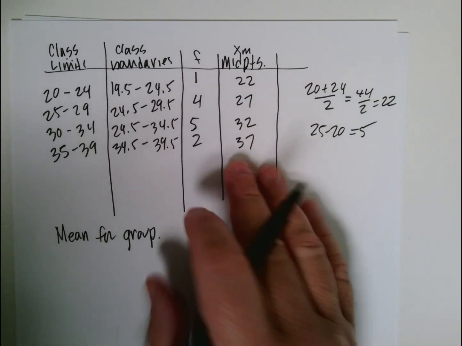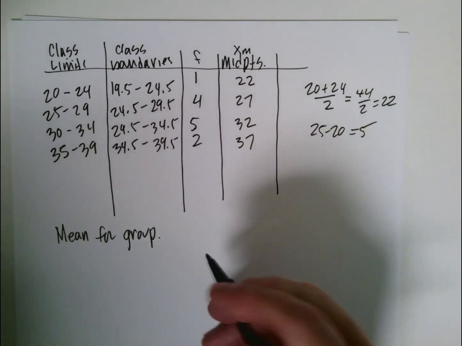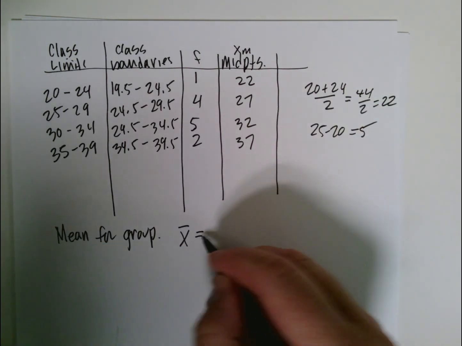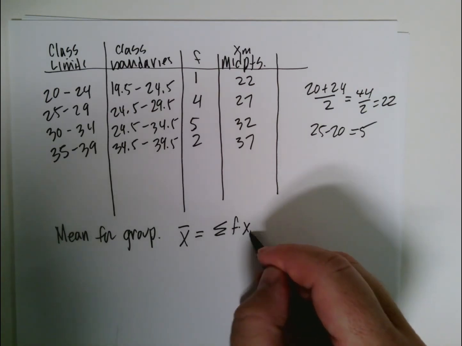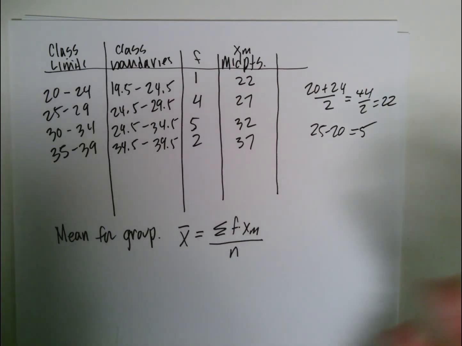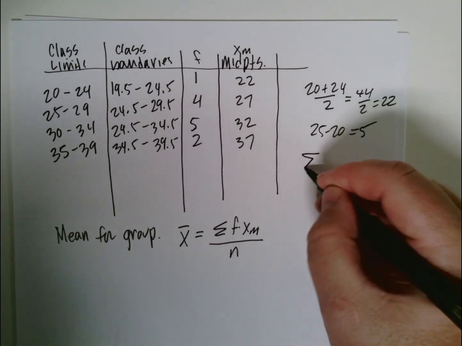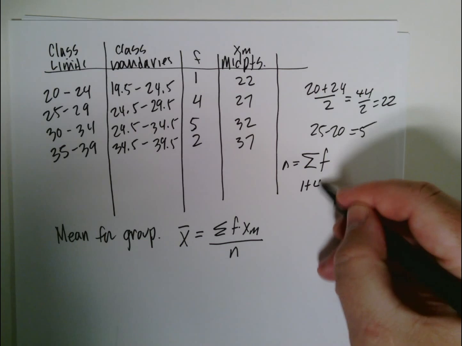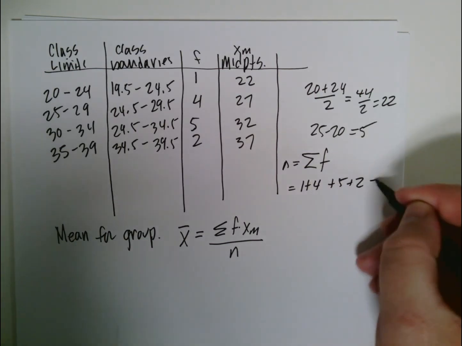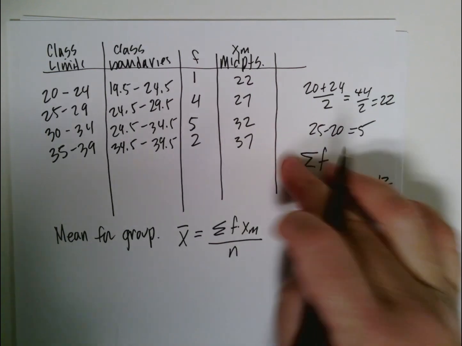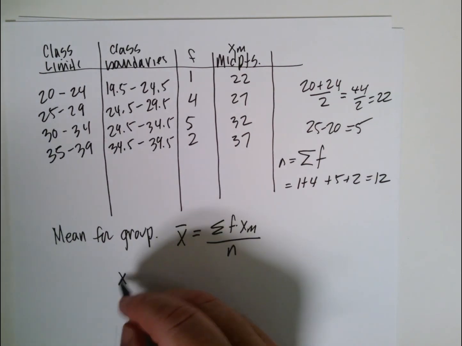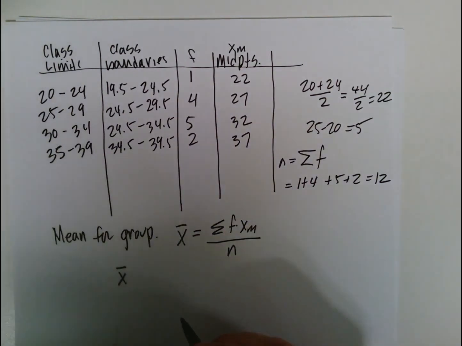And so what we're going to do is essentially just add them up like we did before, but we're going to use a shortcut by multiplying. The formula that they give us in the book is x bar is the sum of f times the midpoint, the frequency times the midpoint, over n, how many data points there are. Now, how do we get n? Well, n is just the sum of the frequencies. So in this case, that would be 1 plus 4 plus 5 plus 2, which is 12. Now you can either plug in n with this formula here, or you can just plug in 12 because we've done it already.